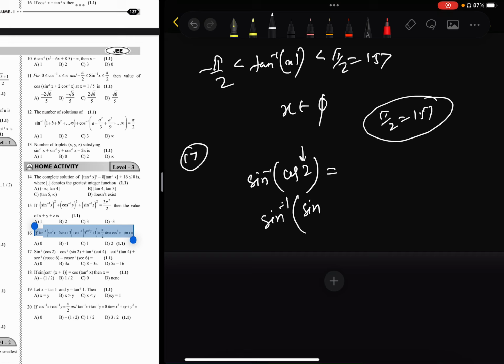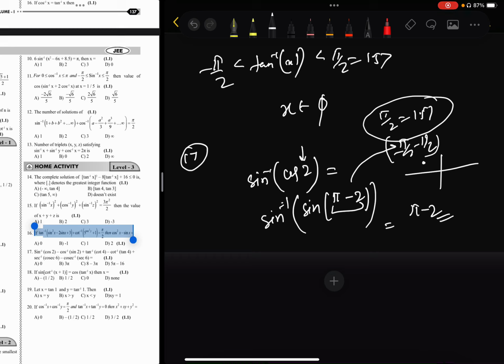So you can write sine of pi minus 2. In the second quadrant sine is positive, so this expression is correct. Then this will be equal to the sine inverse of sine of pi minus 2 directly, because this angle is lying between minus pi by 2 to pi by 2. So directly you can write pi minus 2 as the answer.